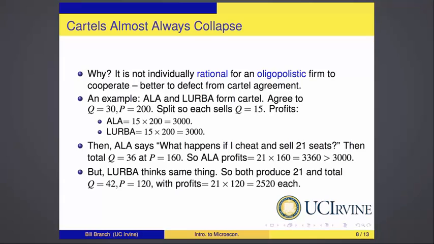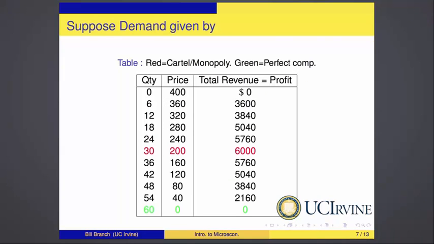Well, if ALA went out and sold 6 more seats, then the total quantity of seats that get sold isn't 30 anymore, it's 36. And so at a quantity of 36, we go back and we can look at the demand curve. So at a quantity of 30, they sell for $200, but at a quantity of 36, the price that the firms will get for selling it is going to be $160.